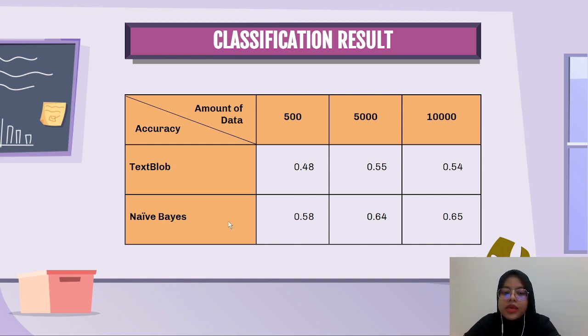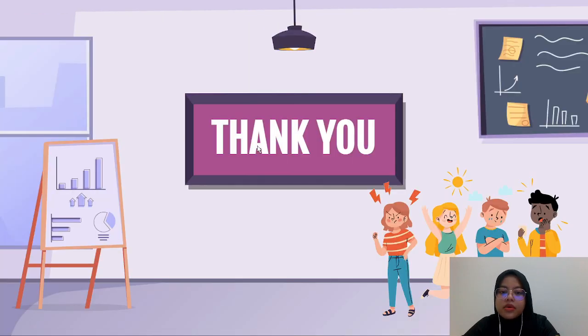For naive Bayes, we got 0.58 for 500 data, 0.64 for 5,000 data, and 0.65 for 10,000 data. So we can see from here that the accuracy of naive Bayes is better than the TEXTBLOB approach. In conclusion, the use of naive Bayes in sentiment analysis is better than using the TEXTBLOB approach. That's all. Thank you.